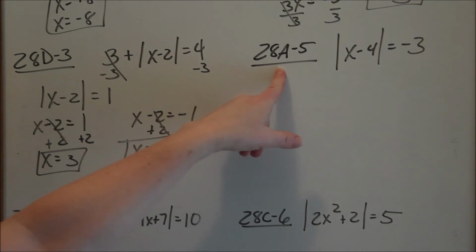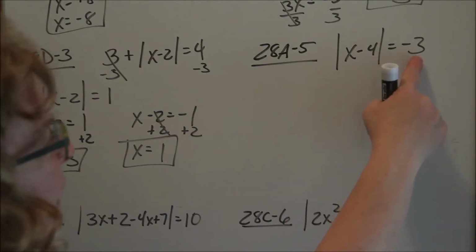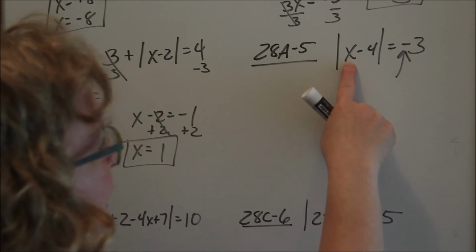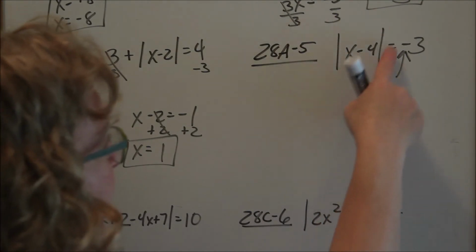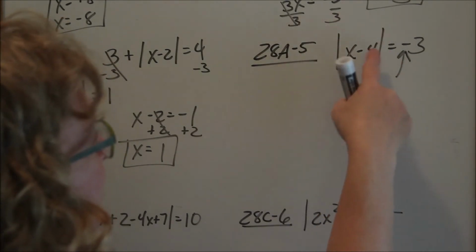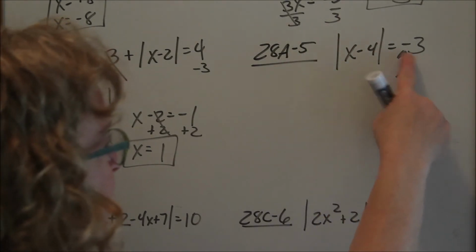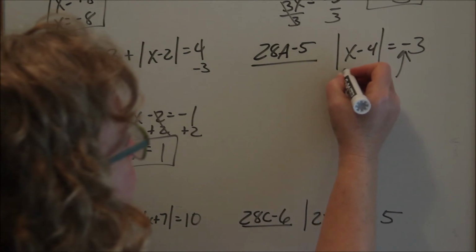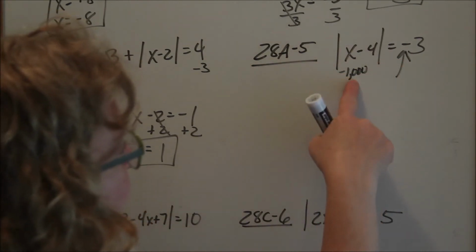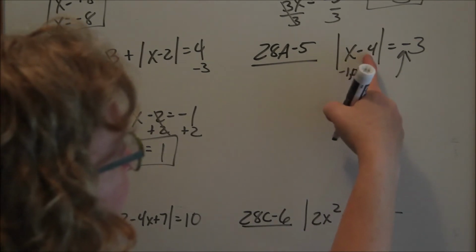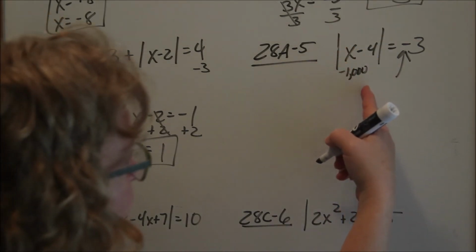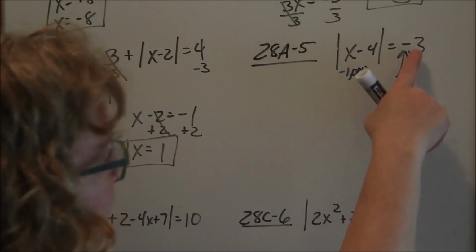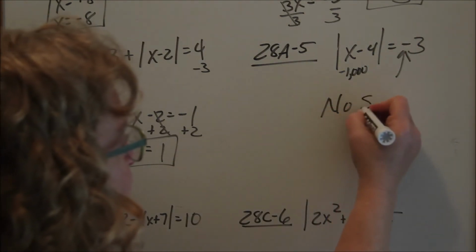Now look at 28A number 5. You have absolute value equals a negative number over here. Is there anything that I can ever put in for x that, once I take the absolute value of whatever that is, will give me a negative number? No. Because taking the absolute value, it doesn't matter what this number is. That number could be 1 million, or it could be negative 1 million. Let's just write 1,000. If that was negative 1,000, that will give me negative 1,004, and the absolute value of a negative number is a positive number. So you will never be able to take the absolute value and ever get a negative number. So when you have a negative number over here on the right, no solution.